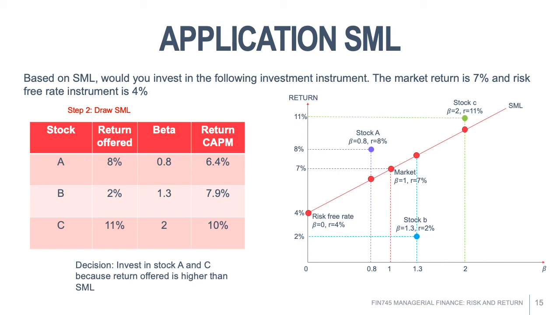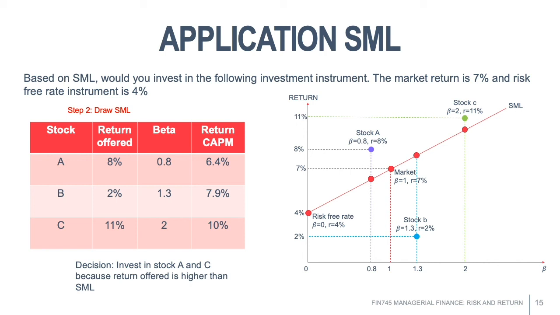After that, you can plot the stocks based on the return offered. For example, stock A, return offered is 8%, beta 0.8. So you plot one point here, 8% and 0.8. For stock B, return 2%, beta 1.3. And then for stock C, beta 2, return 11%. By plotting all the stocks on the SML graph, you can make the investment decision.